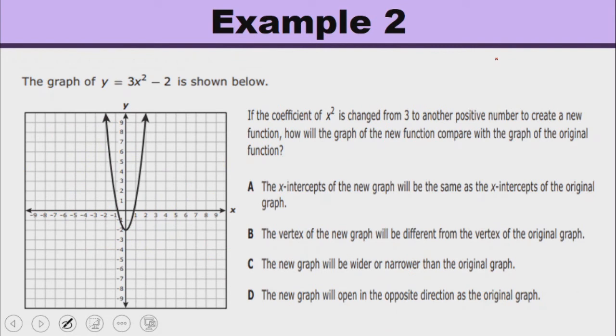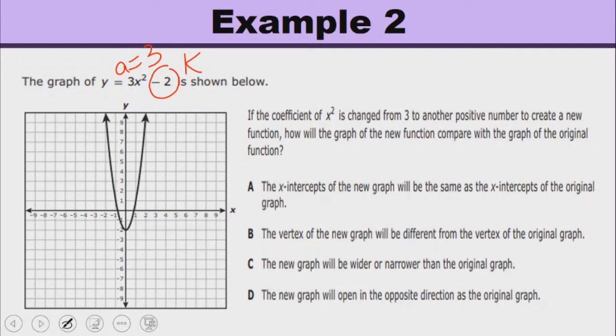Example 2. They said the graph of y is shown below. So look at y. Y is moved down by 2. That's k, okay? And a is 3. So there's a vertical stretch. That's why the graph looks very narrow.